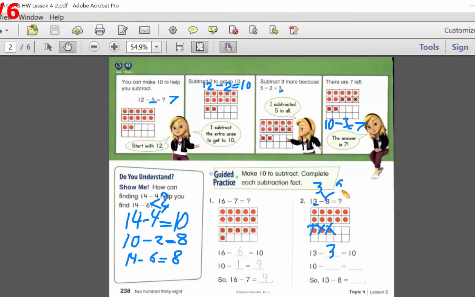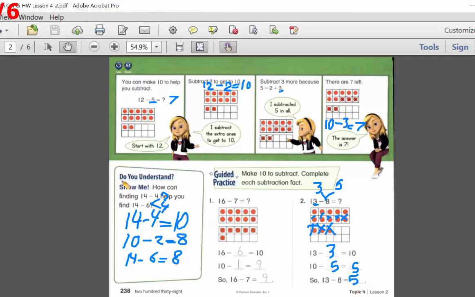How many left from it? 5. So here I crossed out 3. Then I will cross out how many? 5. 1, 2, 3, 4, 5. So here I crossed out 5 more because I want to subtract 8. So 3 plus 5 equals 8, the two parts of 8. 10 minus 5 equals 5. So 13 minus 8 equals 5.